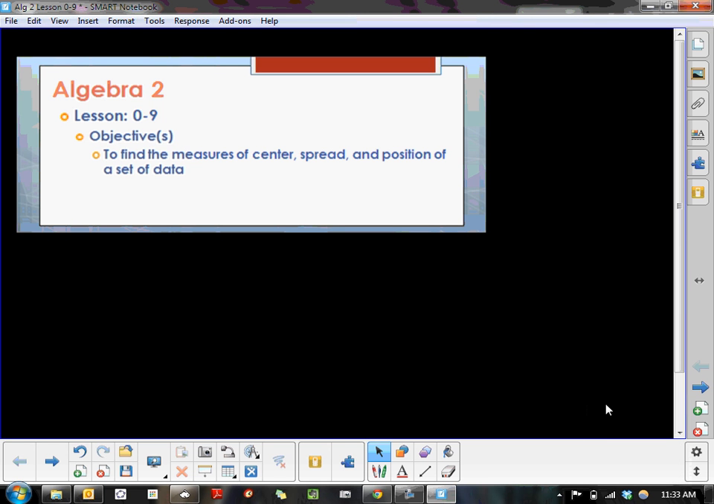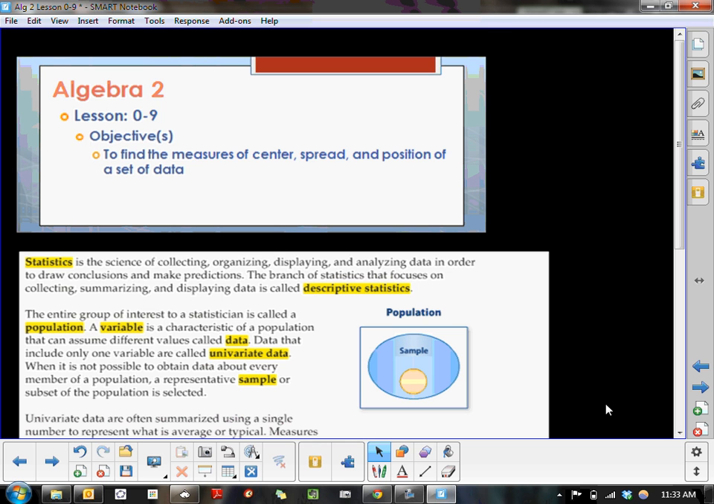In lesson 09, we're going to review some statistical measures. Our objectives are to find the measures of center, spread, and position of a set of data. The first thing we're going to do is look at the measure of center.